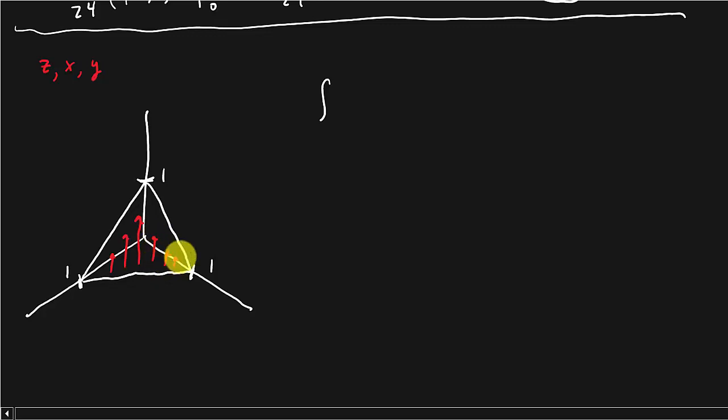All right, z is going from 0 up to this plane right here. And remember, this is z equals 1 minus x minus y. So on the z, we're going from 0 to 1 minus x minus y. And this is what? z dz.